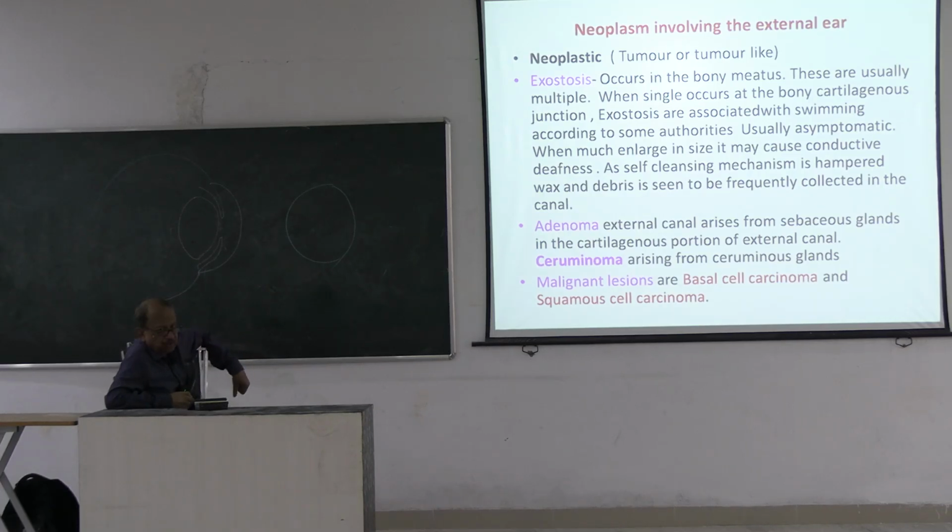Neoplastic tumor or tumor like. Exostosis. What is exostosis? It always occurs in the bony part of the external auditory canal. It is a bony tumor. These are usually multiple in nature, more than one generally occur. When single, it occurs in the bony cartilaginous junction.